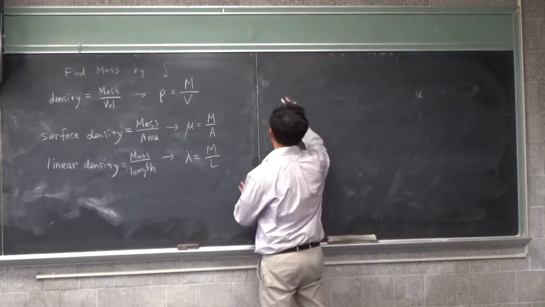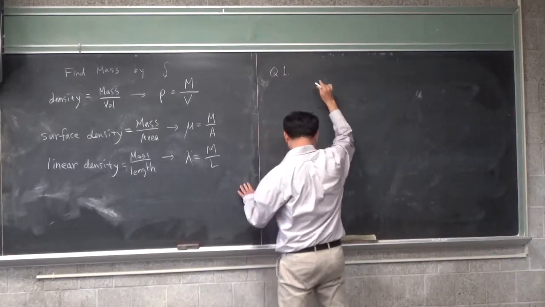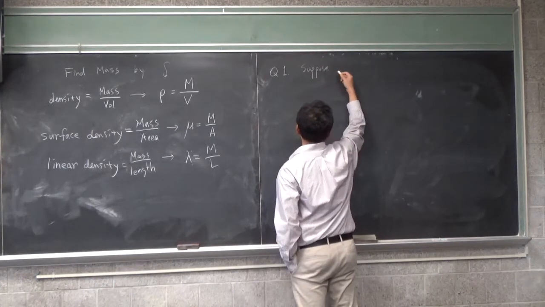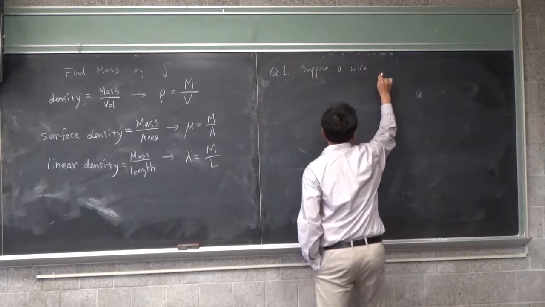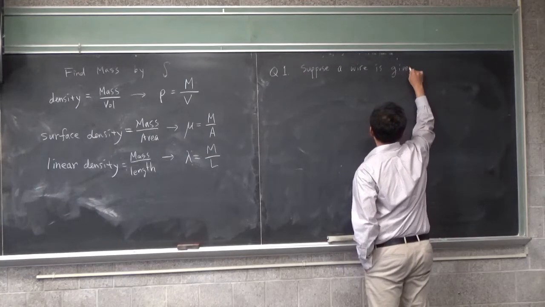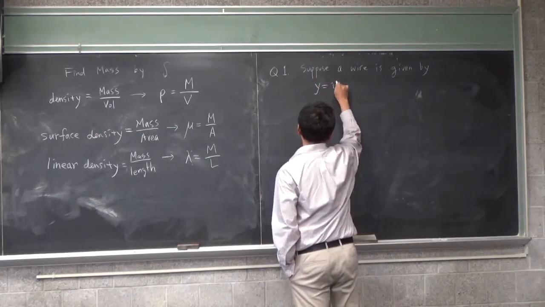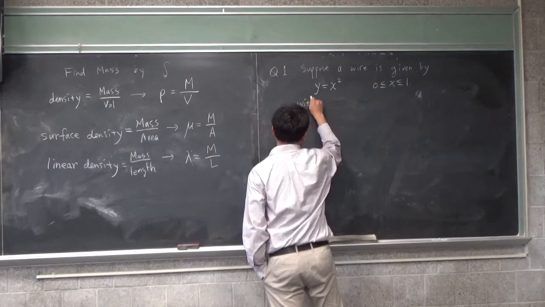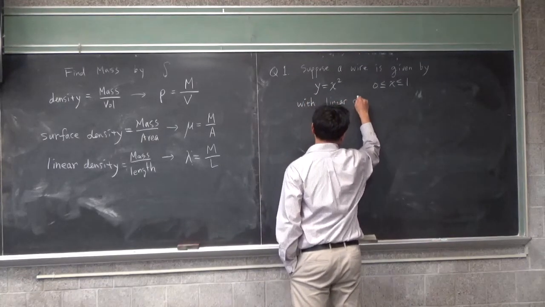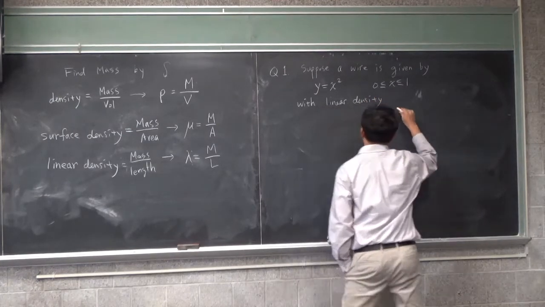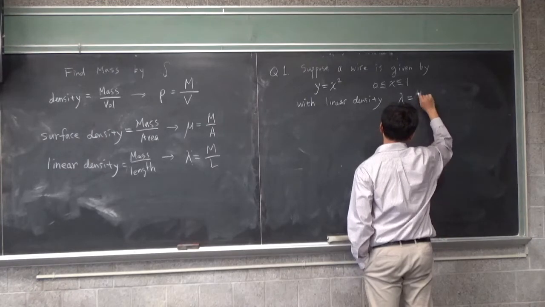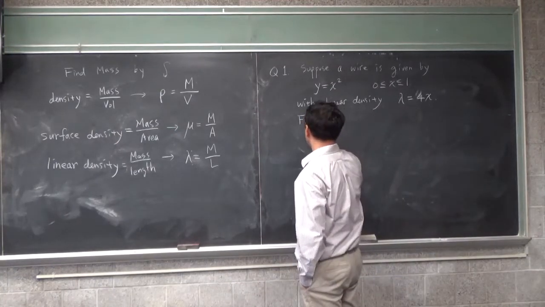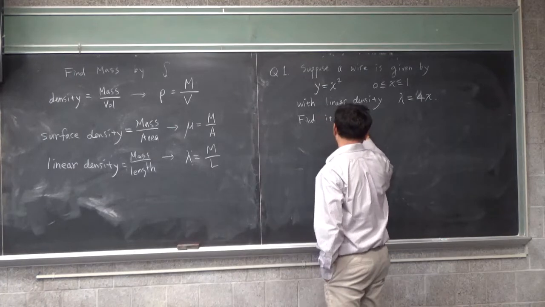Okay. So here's our first question. Suppose a wire is given by y equals x squared and x from 0 to 1 with linear density lambda equals 4x. Find its mass.